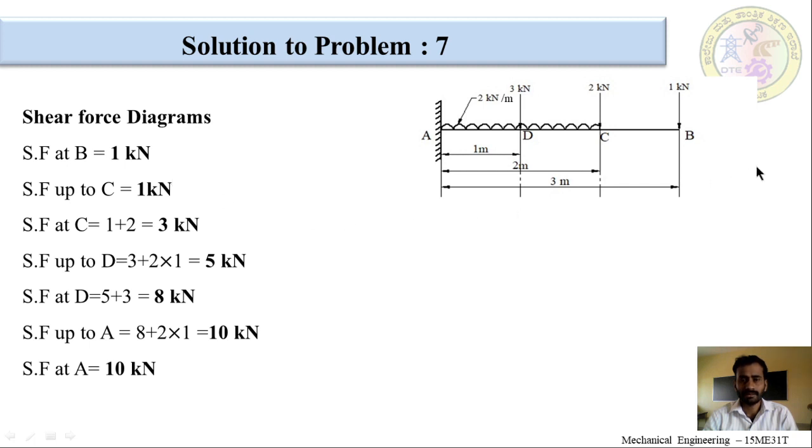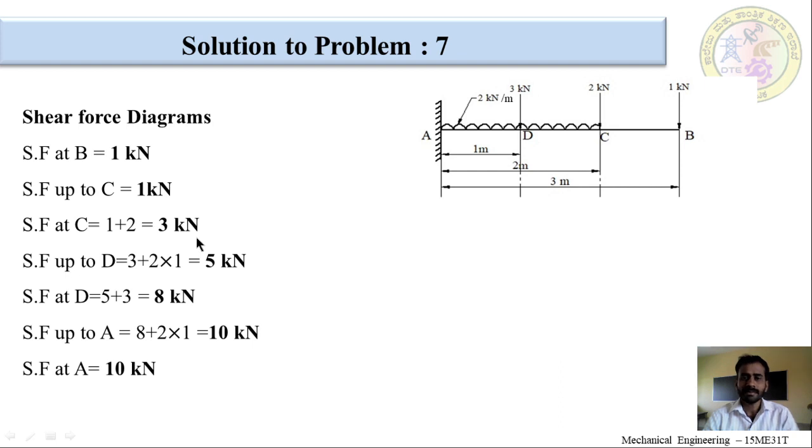Now, what is shear force up to C? From B to C you can see there is no load, there is no load between B and C. Hence, up to C is also 1 kilonewton. Now, what is shear force at C? At C there is a point load, so we have to add this point load. That is 1 plus 2 which is equal to 3 kilonewtons.